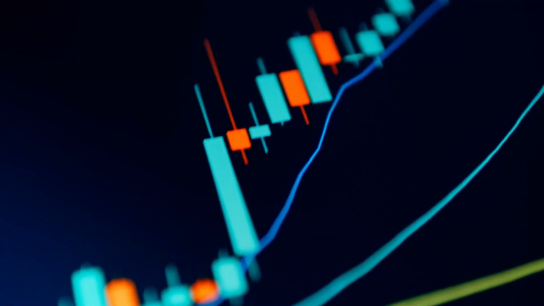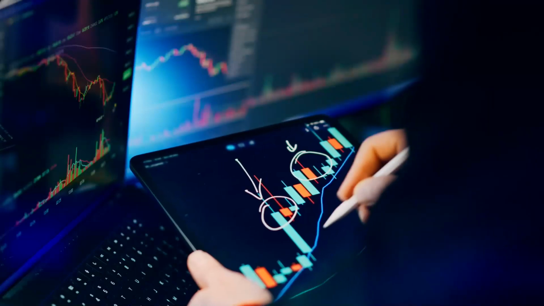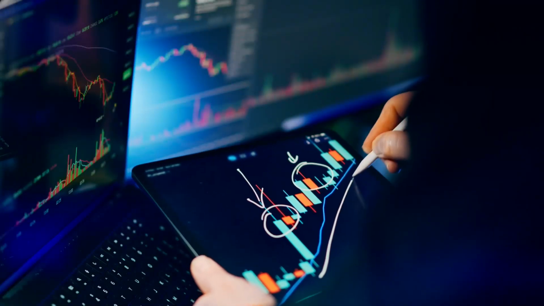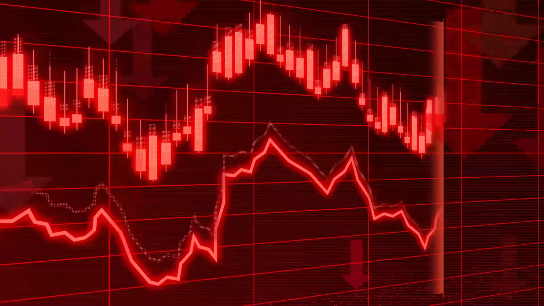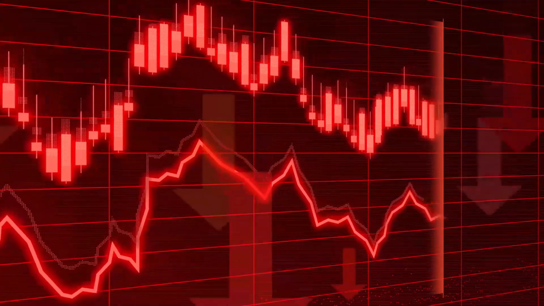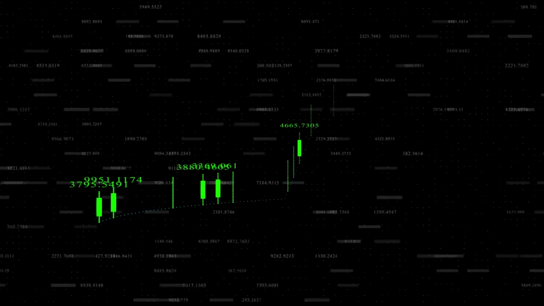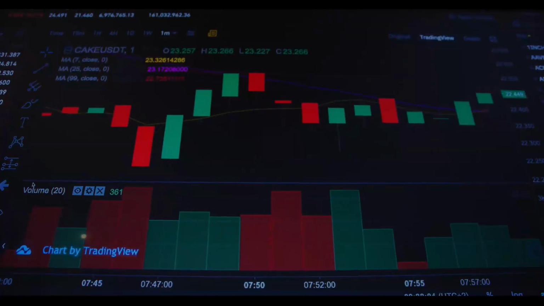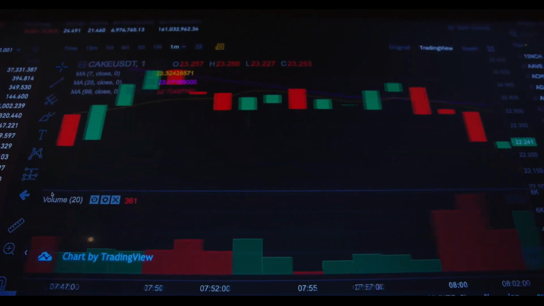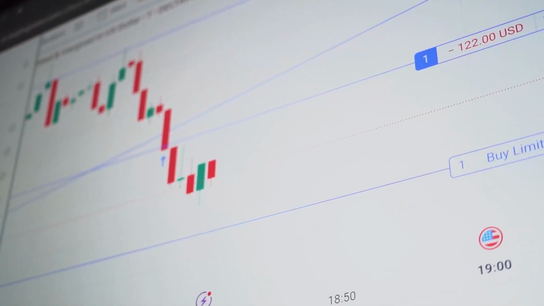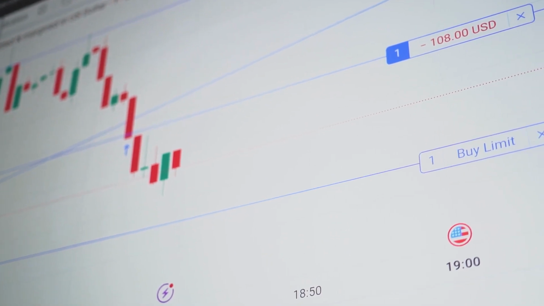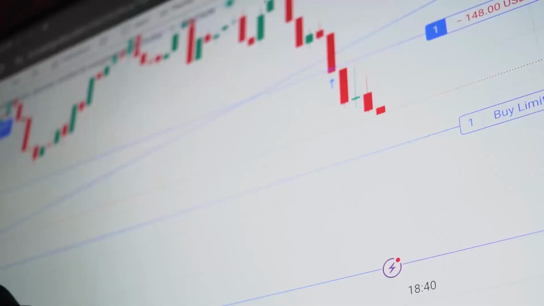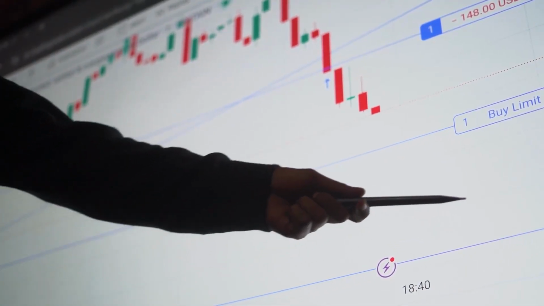Most crypto charts use candlesticks. Each candle represents a period of time: 1 minute, 1 hour, 1 day, depending on your settings. A green candle means the price went up during that period. A red candle means it went down. The thick part of the candle, called the body, shows where the price opened and where it closed. The thin lines above and below, called wicks, show how high and how low the price moved before settling.